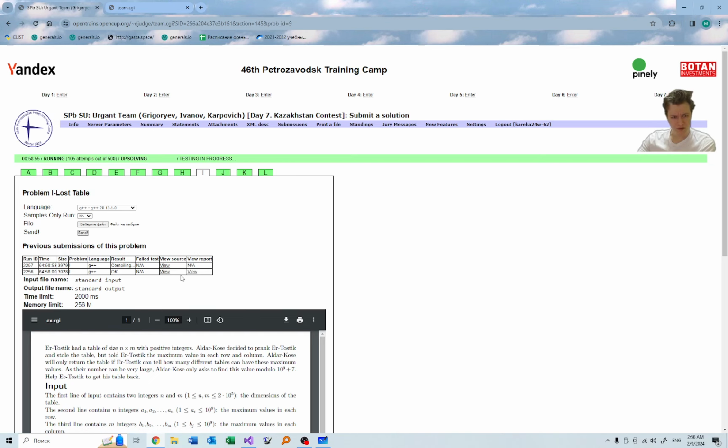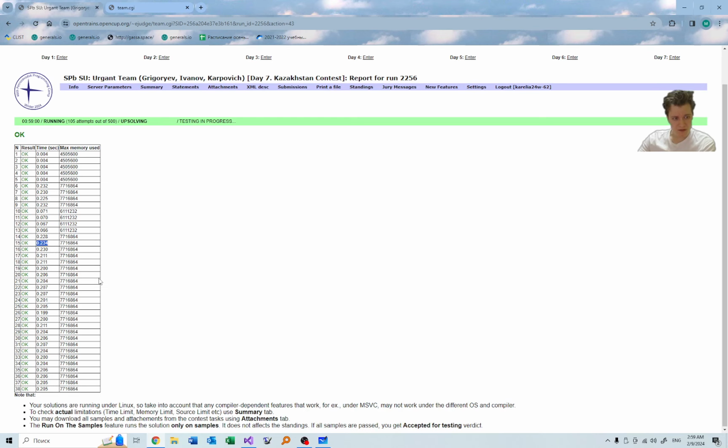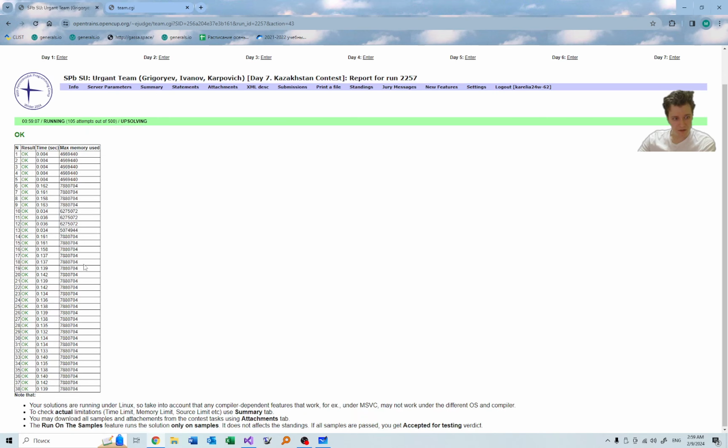So 2, 3, 4, I think. The slowest was 0.234. And here we have, of course, it's much faster. It's not 0.161 or 0.163. Yes, something like this.